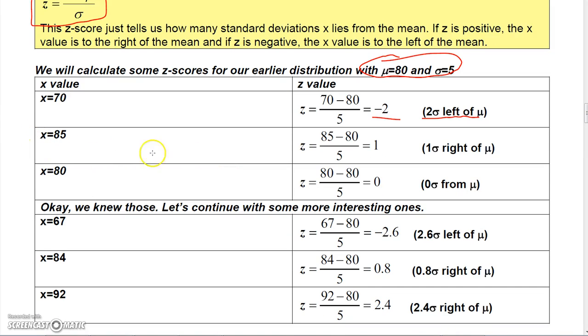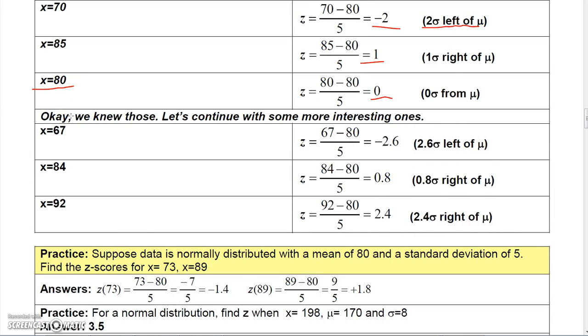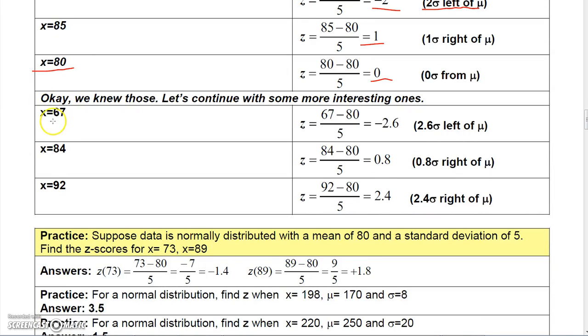For 85, we can put 85 in this formula. 85 minus 80 divided by 5 is 1, so that means it's 1 standard deviation to the right. Now if you plug 80 in, you're just going to get 80 minus 80 over 5, which is 0, and of course that makes sense because 80 is 0 standard deviations from the mean. But if we had more atypical numbers like 67, well, we could put 67 in and find 67 minus 80 divided by 5 is -2.6.